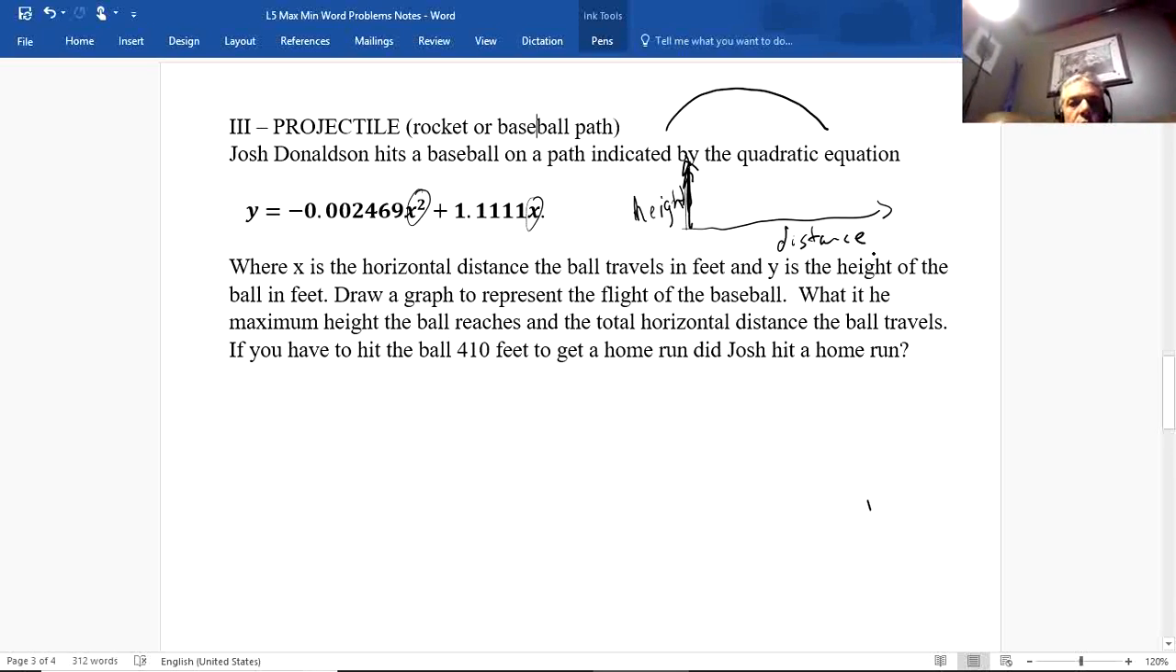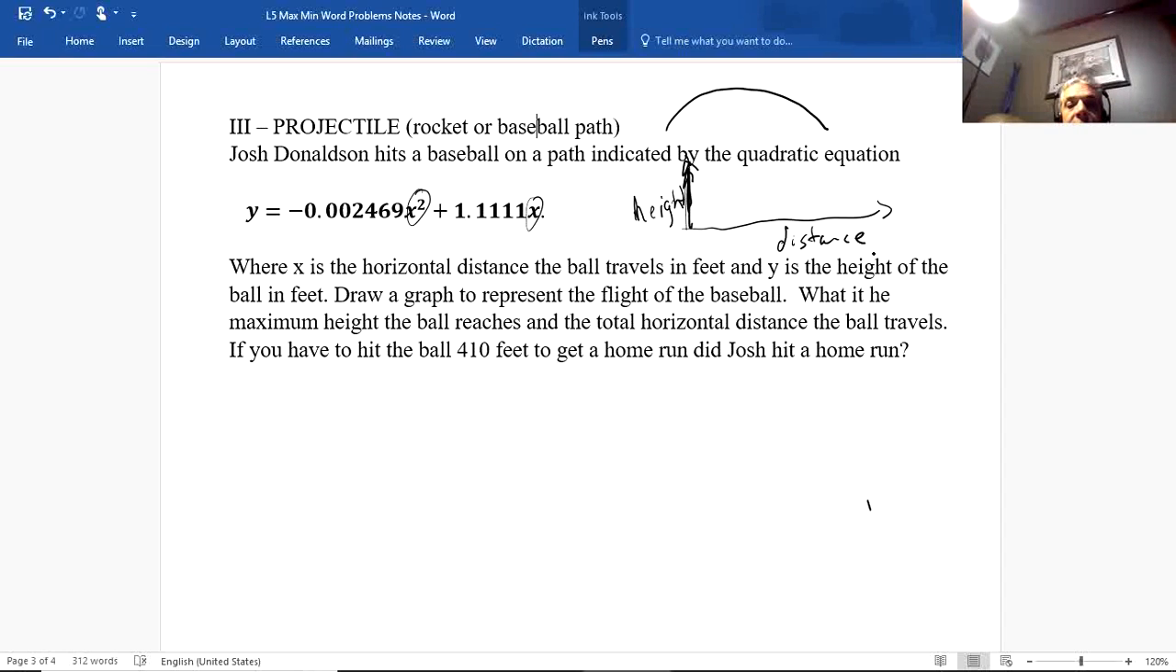Okay, so x is the horizontal distance the ball travels in feet, and y is the height the ball is in feet. Draw a graph to represent the flight of the ball, and what is the maximum height the ball reaches and the total horizontal distance the ball travels? And then we even ask a better question: if you had to hit the ball 410 feet to get a home run, did Josh hit a home run? So we, of course, want to be able to determine if, in fact, Donaldson actually hit a home run.